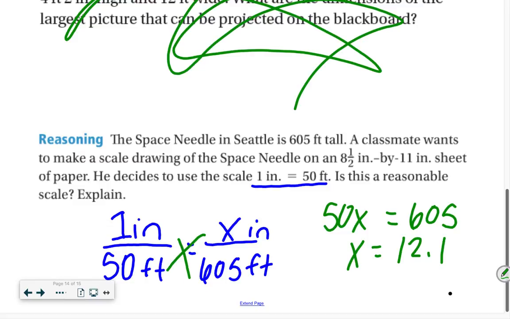So if it's 12.1 inches tall, but his paper is only 11 inches tall, is it gonna fit? Won't fit. Get a different scale or a bigger piece of paper. Okay. Questions?